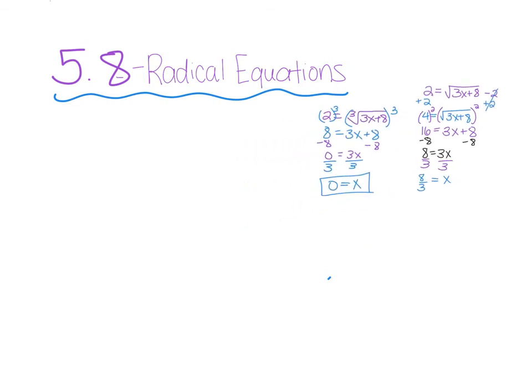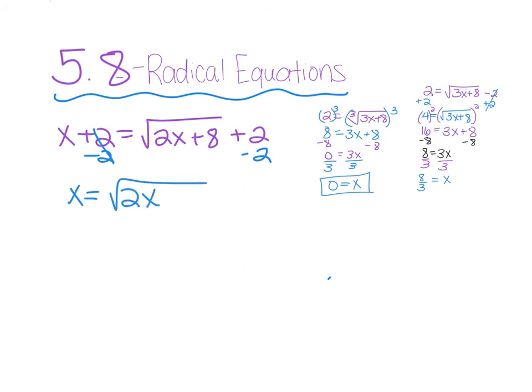And then we had stuff involving quadratics. So let's say I have x plus 2 equals the square root of 2x plus 8, plus 2. The first thing I want to do is isolate the square root on the right. So I'm going to subtract the 2. I get x equals the square root of 2x plus 8. And then once it's isolated, I would square both sides of the equation. And I get x squared equals, square and the square root cancel out, 2x plus 8.